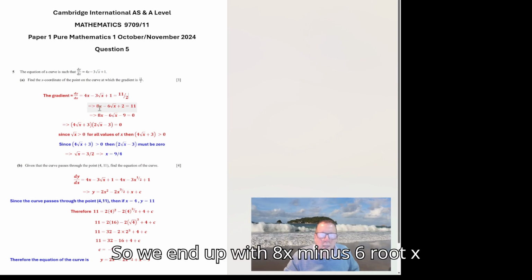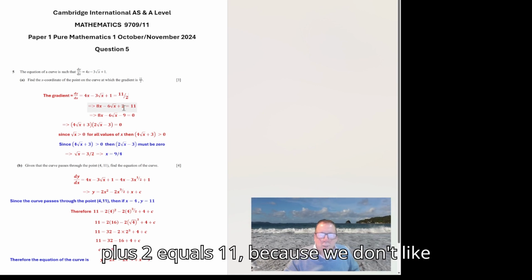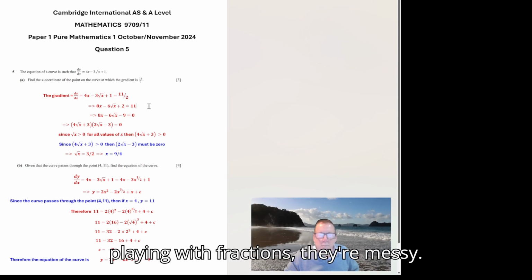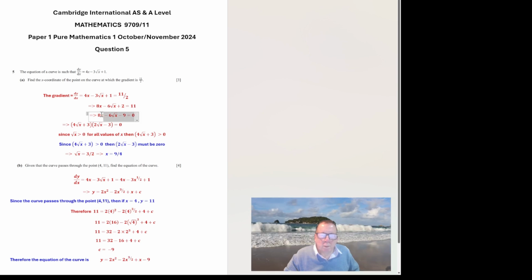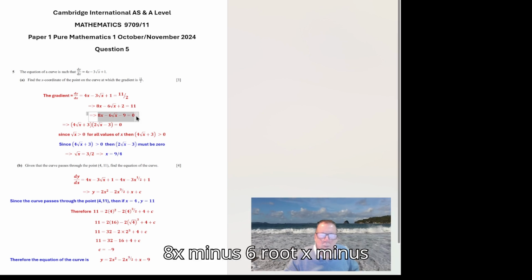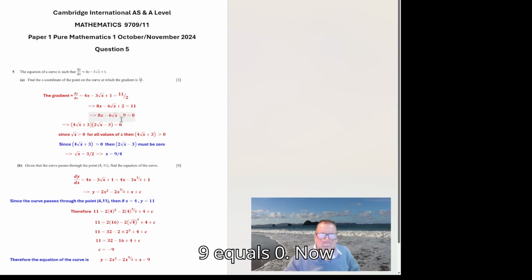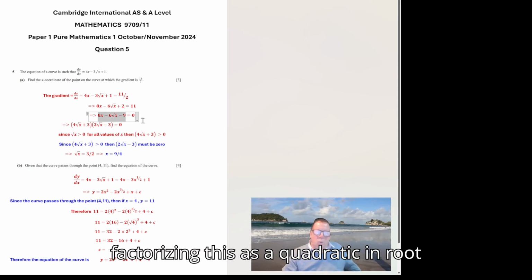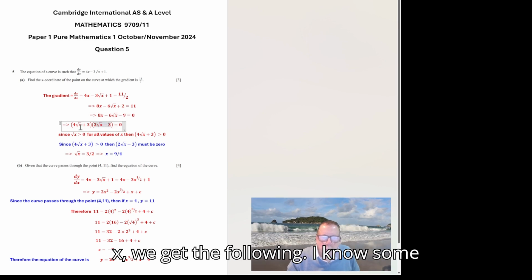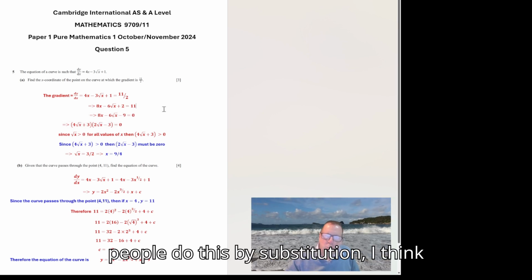So we end up with 8x minus 6 root x plus 2 equals 11, because we don't like playing with fractions, they're messy. And bringing 11 over here, we have 8x minus 6 root x minus 9 equals 0. Now, factorizing this as a quadratic in root x, we get the following. I know some people do this by substitution.